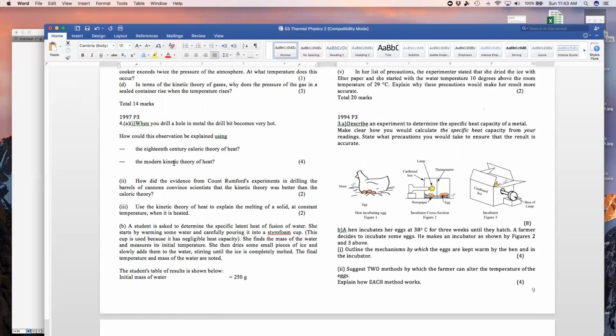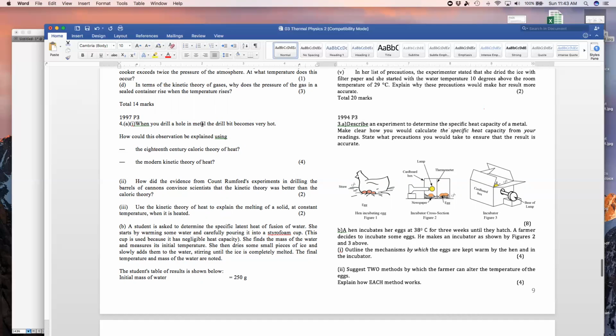The modern theory is where heat is a form of energy, and this was developed through a combination of Count Rumford and experiments done by Joule. All right, this was the old theory. This is the modern theory. So these are the two theories.